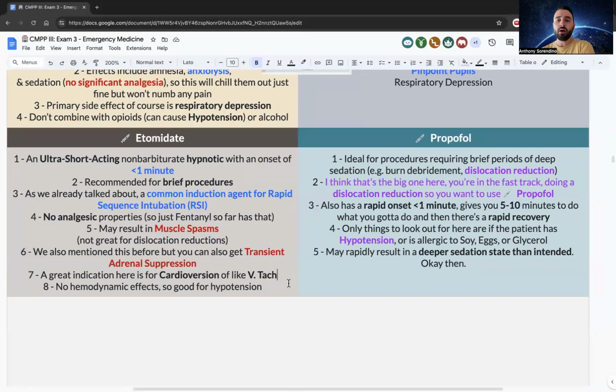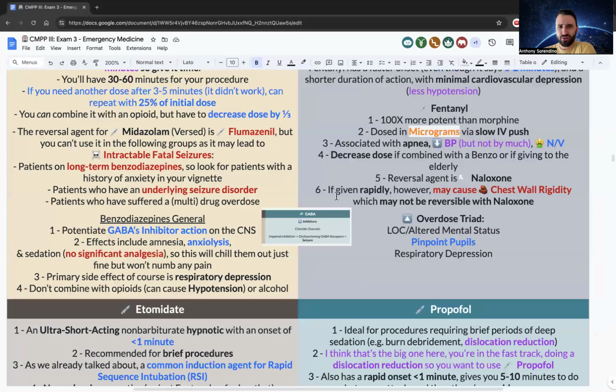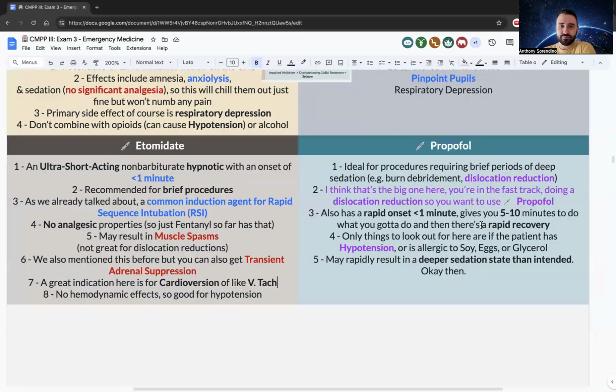All right, propofol is a good one that you want to use for dislocation reduction. But I mean, you could use Versed for that too, right? Look for hypotension, and it can rapidly result in a deeper sedation state than intended.